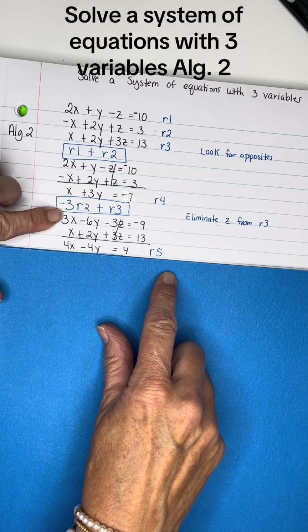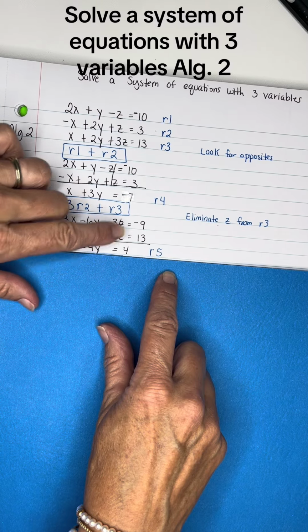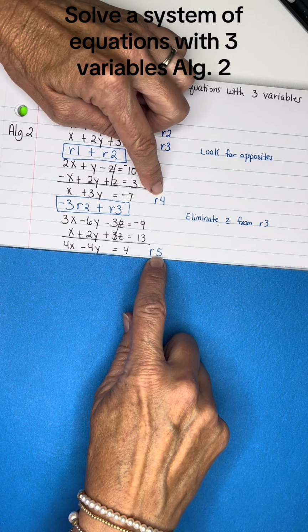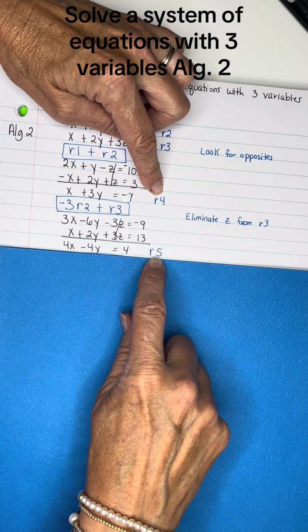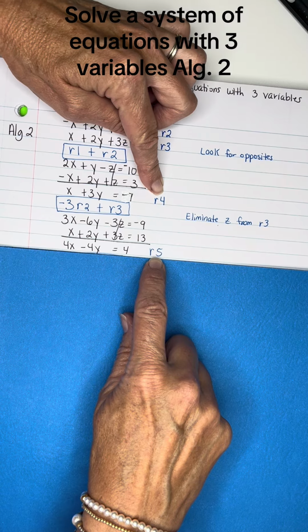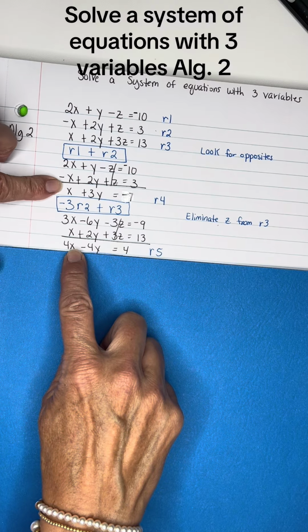Then look at the columns. I have 4x, negative 4y. The z's canceled as I wanted, and then I have a 4. We're going to call that row 5. Now I have a new row 4 and a new row 5, which only have two variables. They're both missing the z, so that is now like an Algebra 1 problem. So let's look at these two equations and just eliminate one of the variables from them.